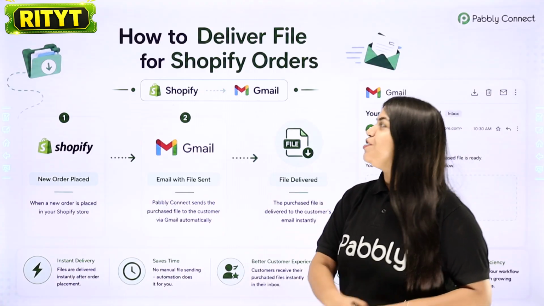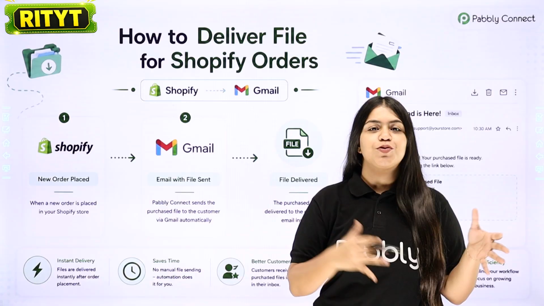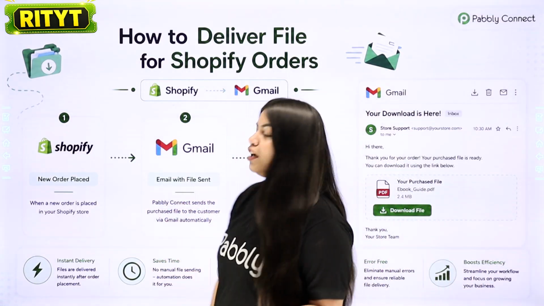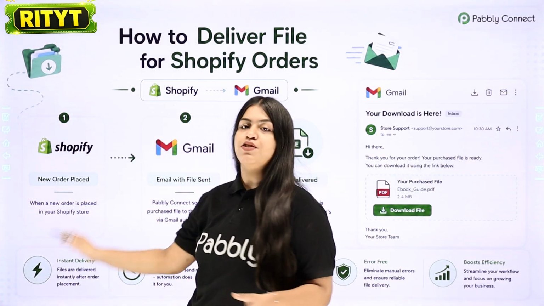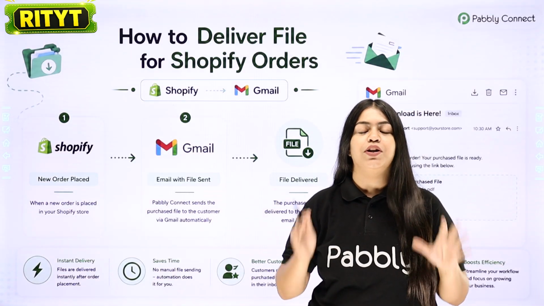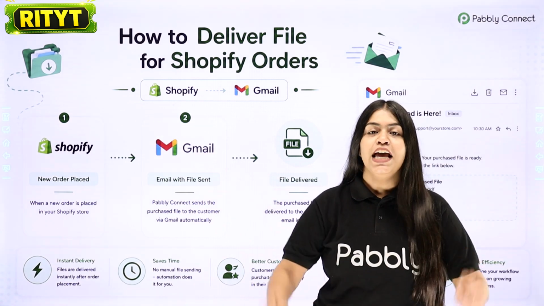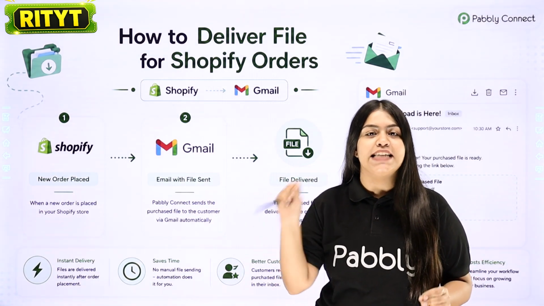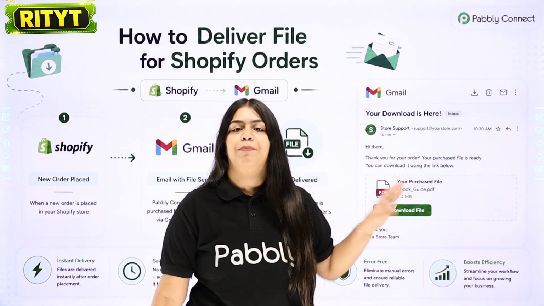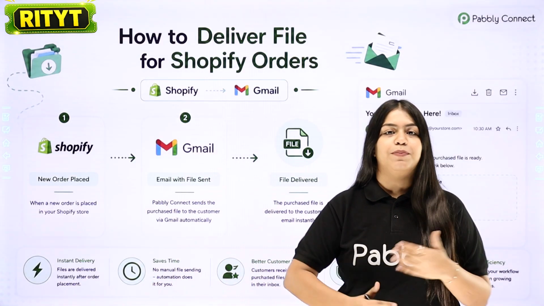And the fifth automation is how to deliver file for Shopify orders. You just have to create a connection between Shopify and Gmail in such a way that whenever a new order is placed on your Shopify store, instantly the file is delivered on Gmail. This is best for the ones who are selling ebooks or courses online using Shopify. You can deliver the file in a second when the order is placed. You can also see the preview for the same. Apart from Gmail, you can use any another platform too. You just have to connect it with Pabbly Connect.